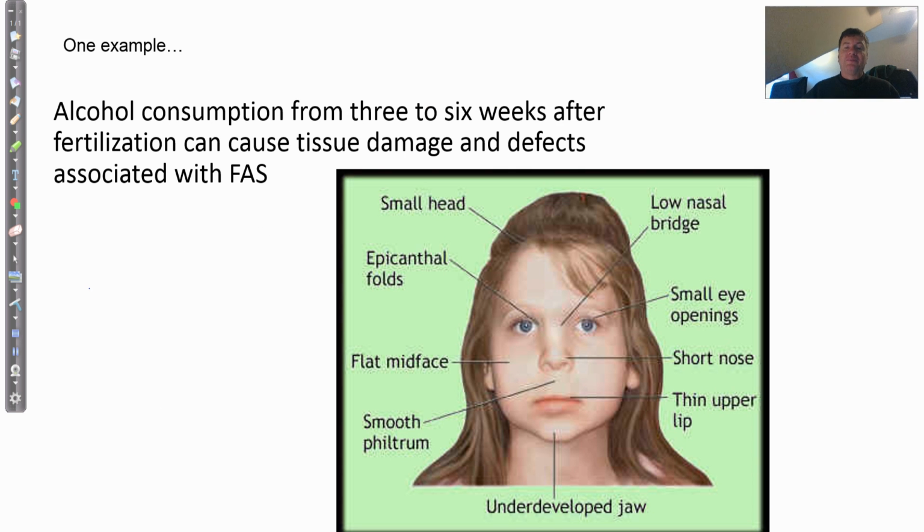Here's just one example. You're probably familiar with the syndrome, fetal alcohol syndrome. If a woman consumes alcohol 3 to 6 weeks after fertilization, when these early tissue types are just really forming, then it can have consequences beyond that. Here you see some of the features that we associate with fetal alcohol syndrome. These are not fatal, but they do affect development because they occurred way back when those tissue types were being formed.